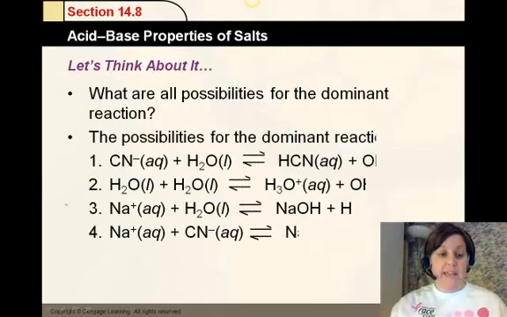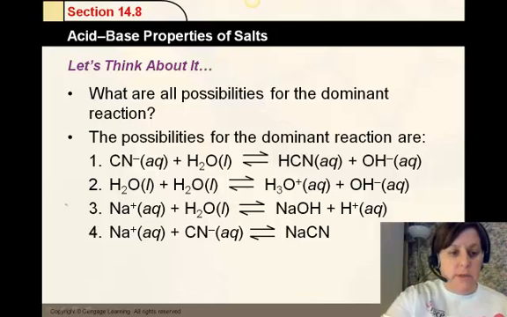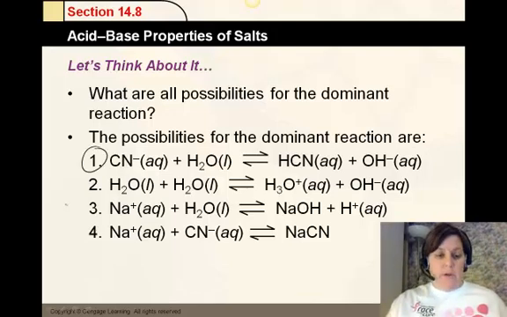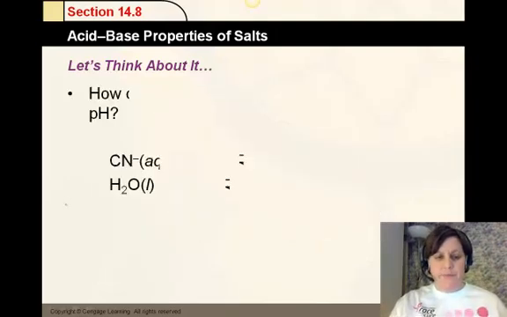Well, let's see what they say they are. There are 4 of them. And you can see there's CN. In fact, that's the one I used, number 1. You could also have water. Na is going to form NaOH, which is not going to happen because that's a strong base. And of course the reformation of the salt, which is not going to happen either. And we know which one really occurs.